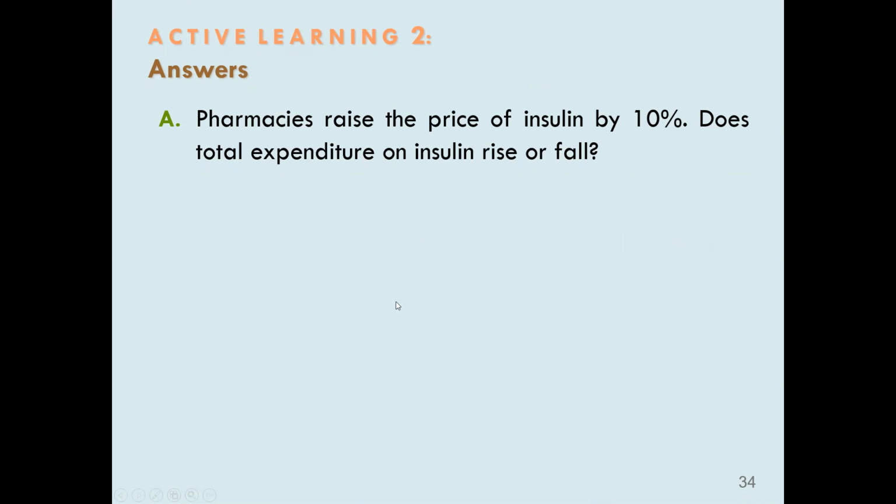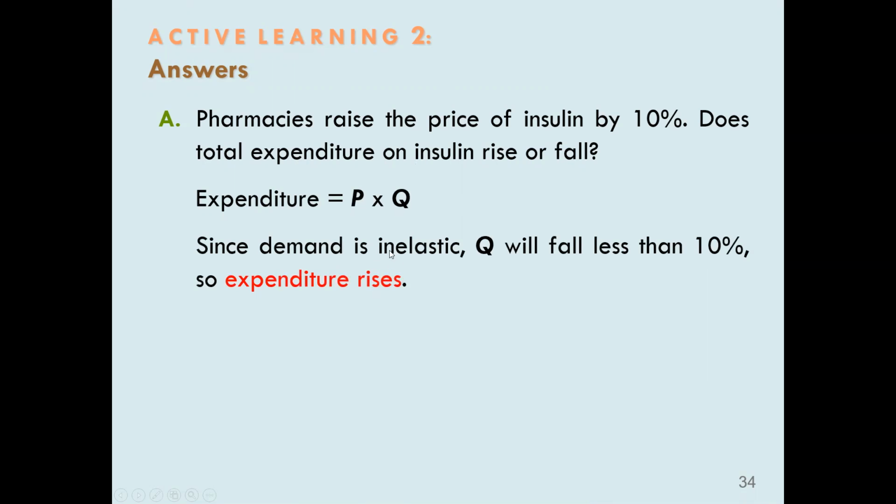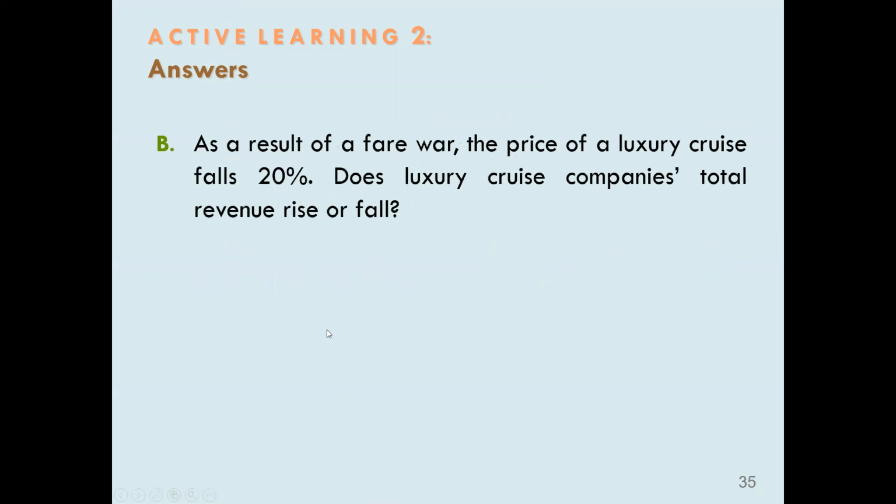So when pharmacies raise the price of insulin by 10%, does the total expenditure on insulin rise or fall? Total expenditure is computed by multiplying the price by the quantity bought. Since people with kidney issues have an inelastic demand for insulin, insulin basically becomes a necessity, for which reason it becomes an inelastic commodity. So quantity will fall by less than 10%, so expenditure will rise.